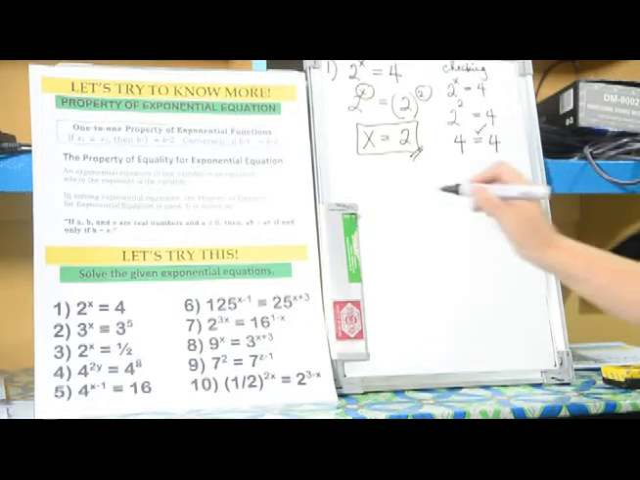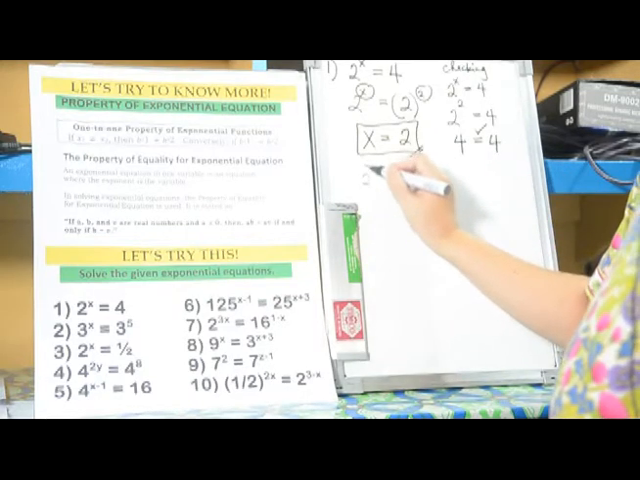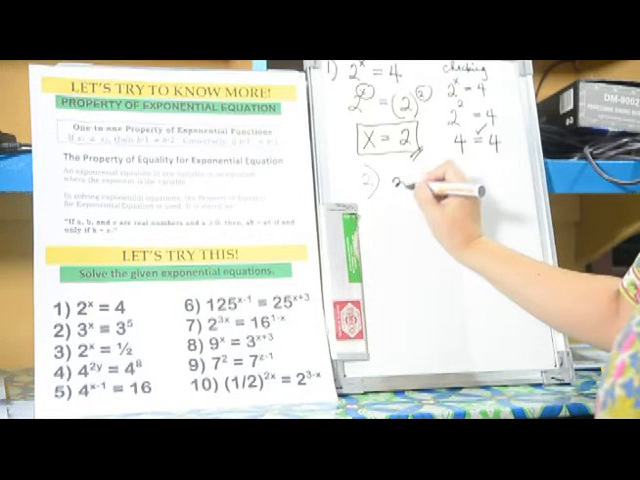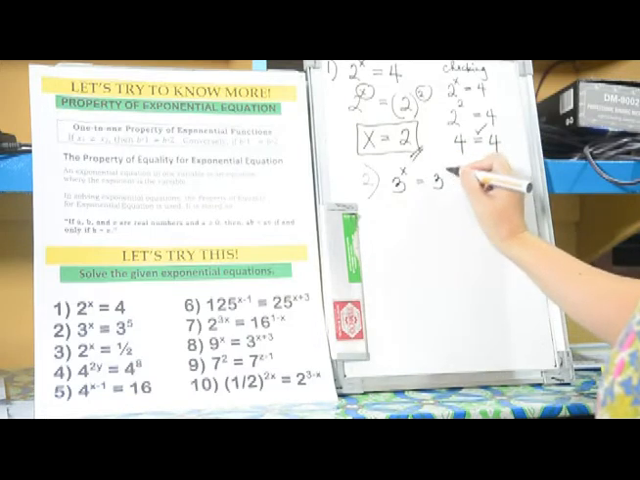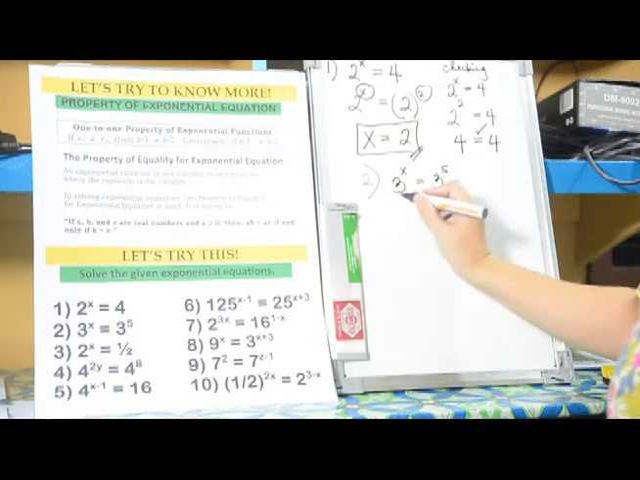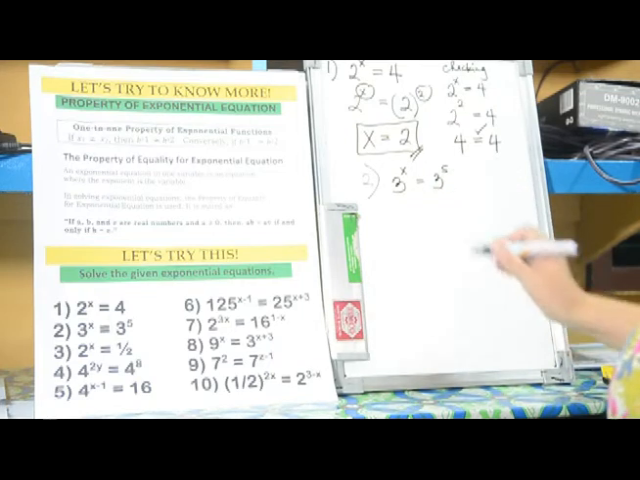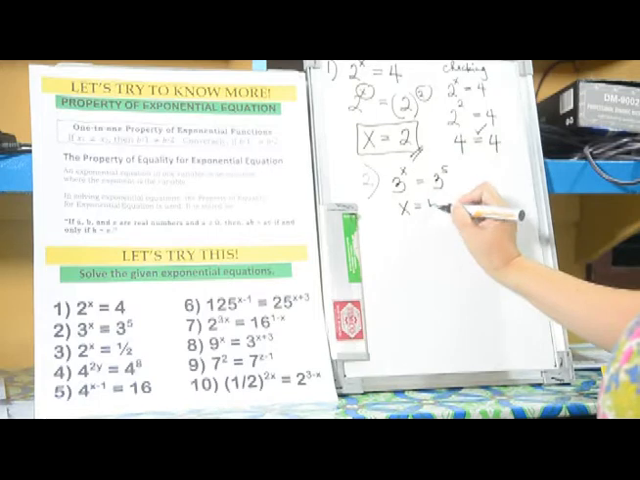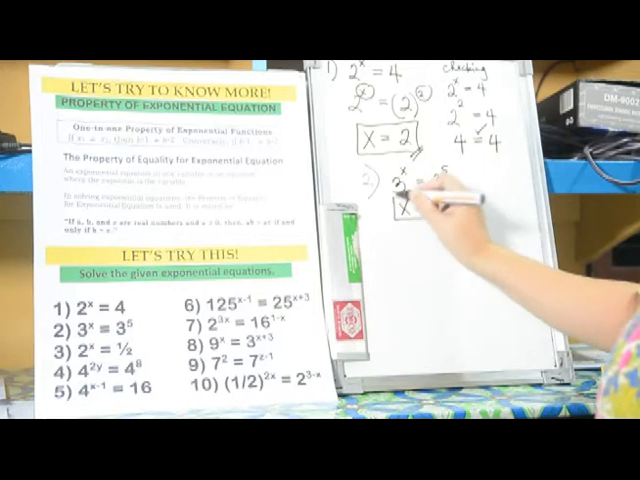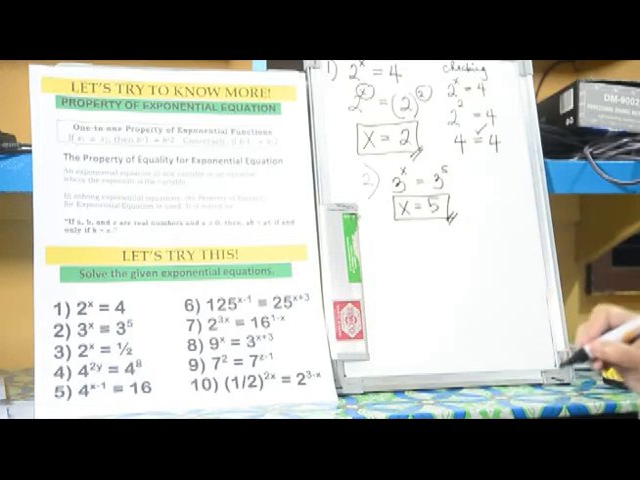Now let's try number 2. We have 3 raised to the power of x is equal to 3 raised to the power of 5. So we've got the same base already, which is 3. So automatically we have x is equal to 5. So this will be our answer.